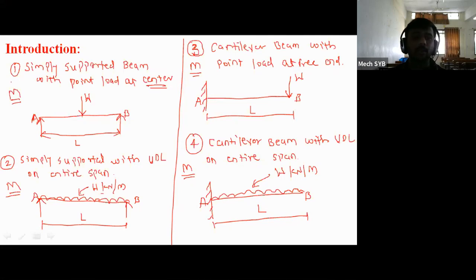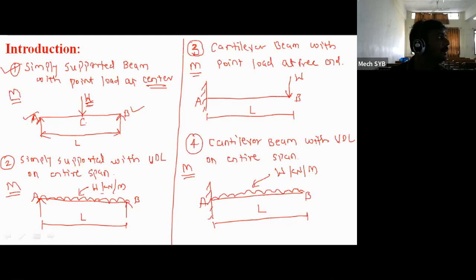If you look at figure number 1, that is the first standard case, a simply supported beam with a point load at the center point. The beam is supported at point A and at point B, and it is subjected to one point load which acts at the center point. We can consider C as the center point. Now, if this beam is subjected to some amount of point load, for this figure we are able to calculate the shear force value at point A, at point C, and at point B.